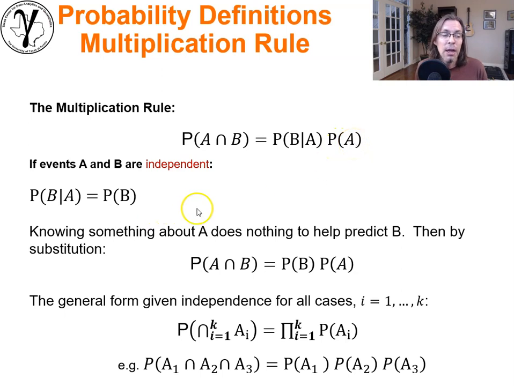So the multiplication rule is: the joint probability of A and B, the intersection, is equal to the conditional probability of B given A times the marginal probability of A. Now, if events A and B are independent of each other, this given A should have no influence on the probability of B. Knowing something about A should not impact the probability of B if they're independent, so the probability of B given A is just equal to the probability of B. We can substitute, and so given independence, the probability of A and B is equal to the probability of B times the probability of A.